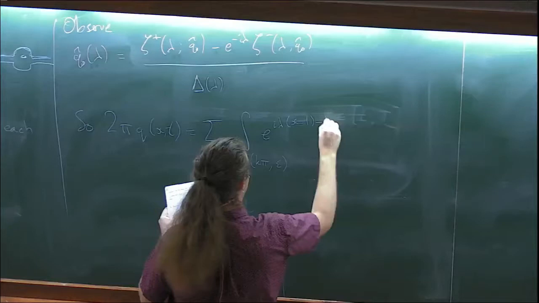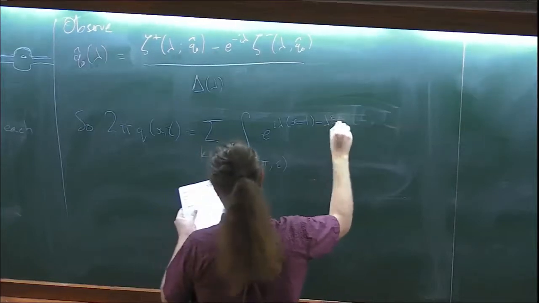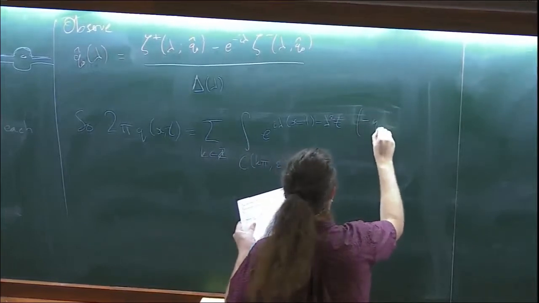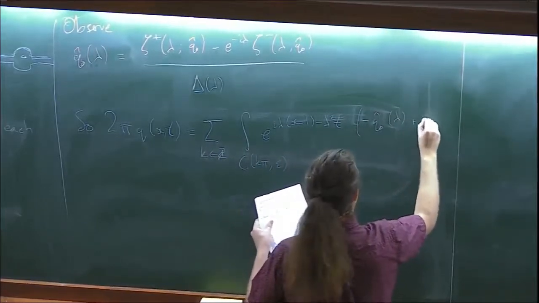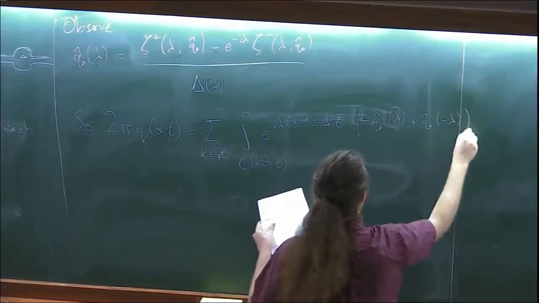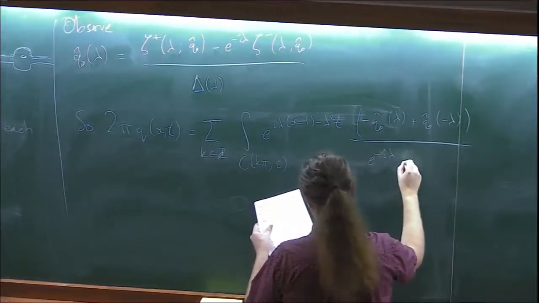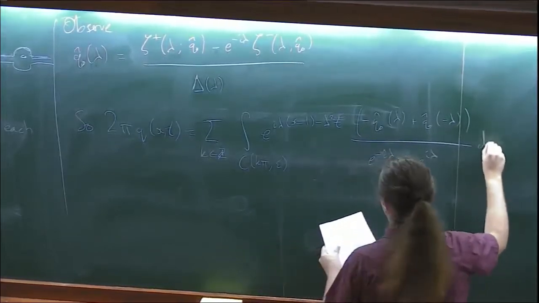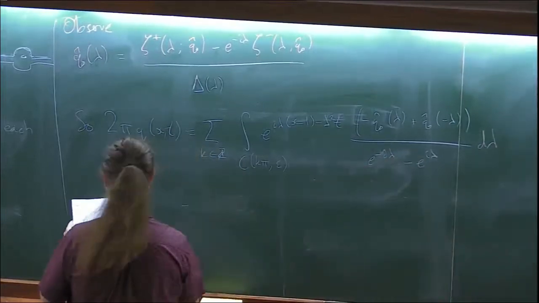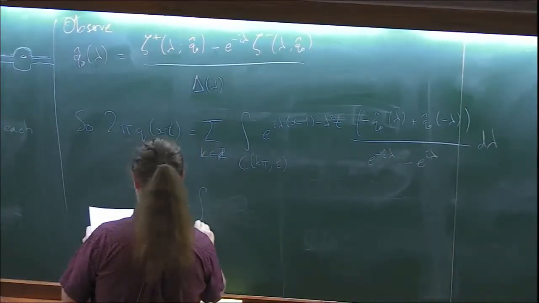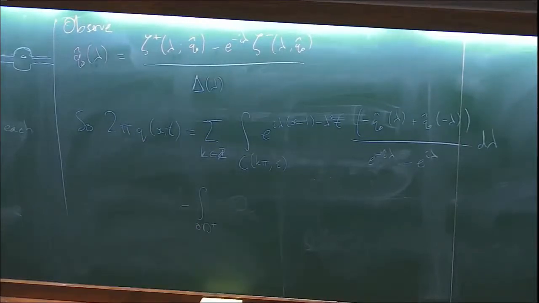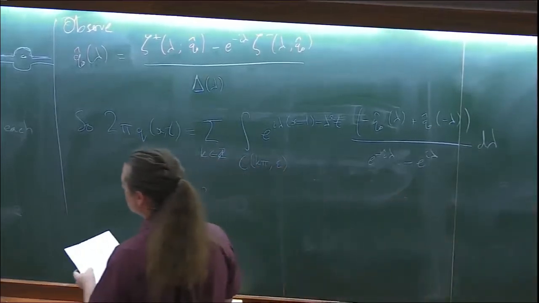e^{iλx − 1 − λ²t}, times q₀hat of λ plus q₀hat of −λ, on e^{−iλ} − e^{iλ} dλ, minus the bits that we didn't touch, right? The bits that depend on the boundary data. Because all of this contour deformation we did only for the bits that depend on the initial datum.